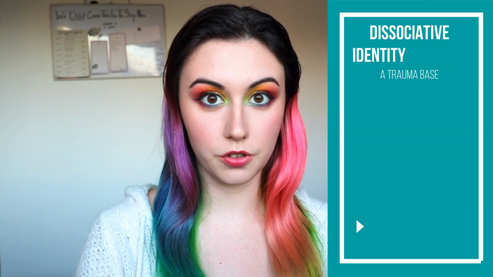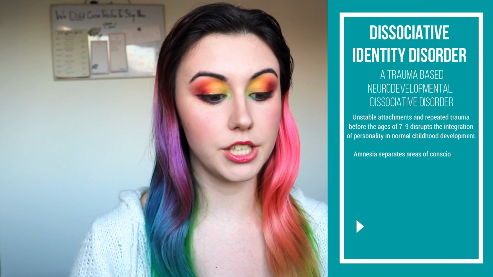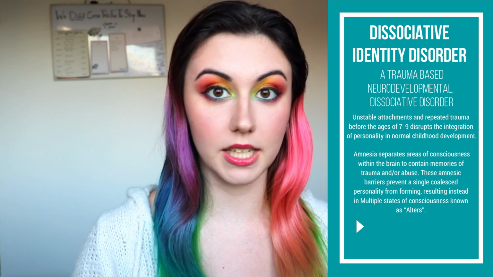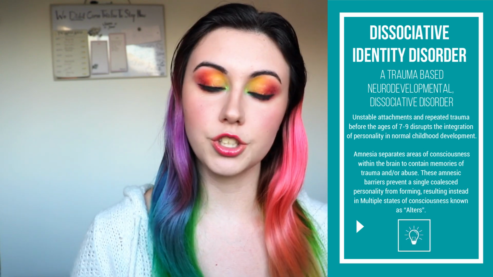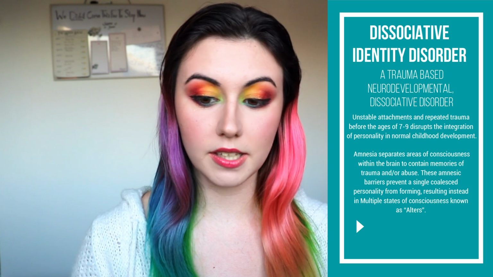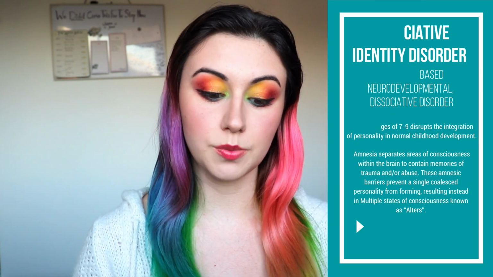Dissociative identity disorder forms when a child, before the ages of 7 to 9, which is when the personality fully integrates into one, experiences repeated trauma. Due to this repeated trauma and some other factors like unstable attachments to the primary caregiver, experiencing repeated trauma before the personality has fully developed into one whole coalesced personality, the child may feel like it's been put in a life or death situation or a situation that it is unable to handle.